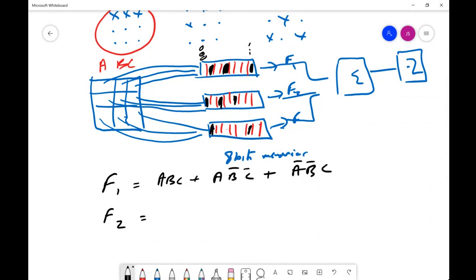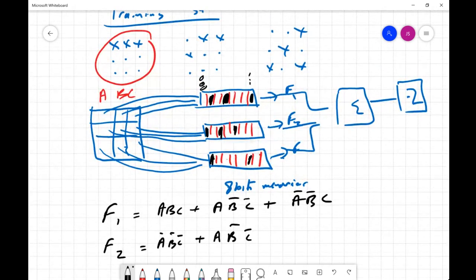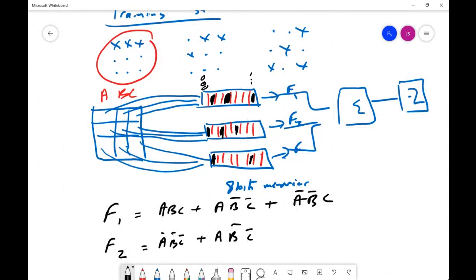F2 was not A and not B and not C, or A and not B and not C. Was that correct? Oh, I think F1 second one is wrong. It's A, B, and not C. Yeah, sure. Well spotted. Right.